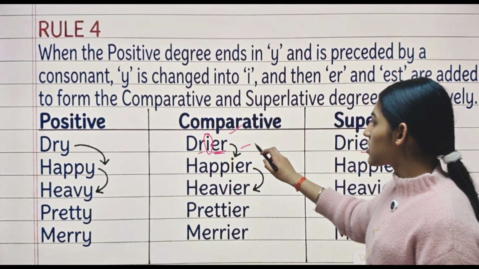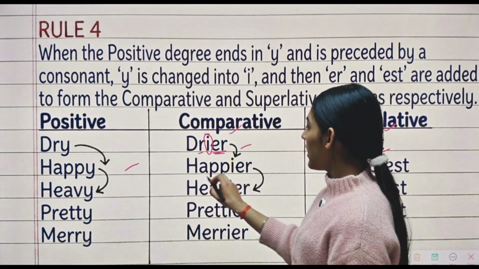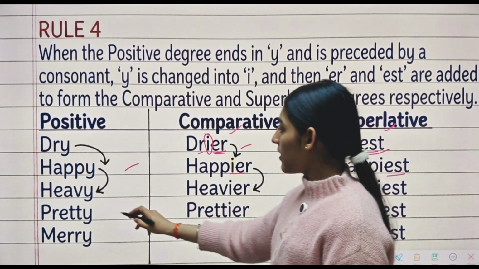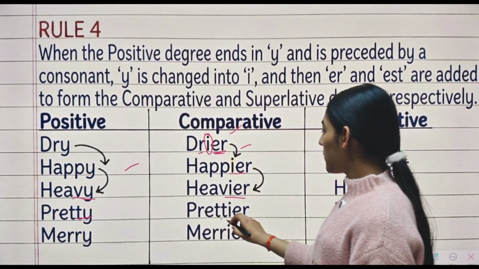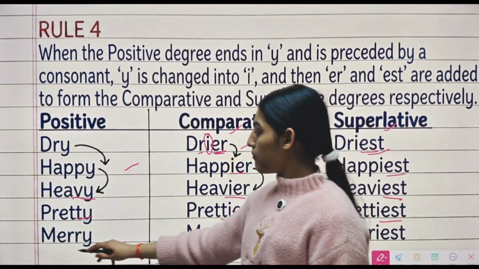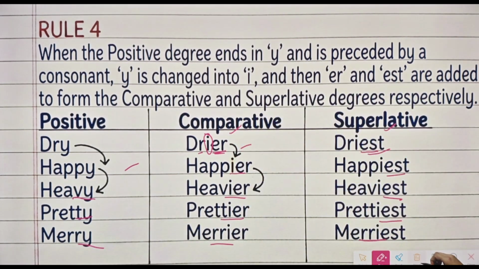So dry, drier, driest. Happy, happier, happiest. Then we have heavy, heavier, heaviest. Then we have pretty, prettier, prettiest. Then we have merry, merrier, merriest.